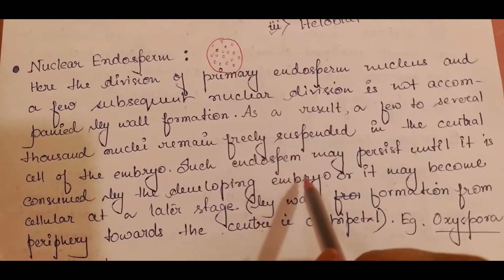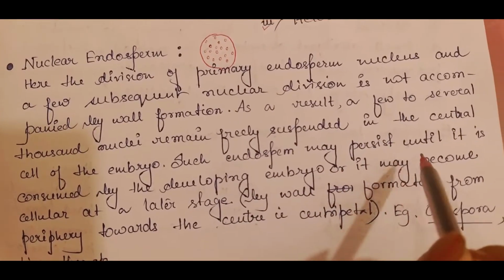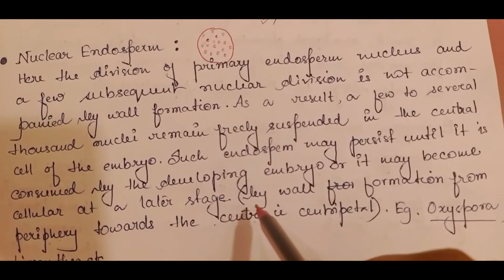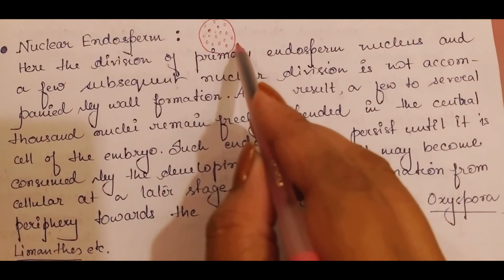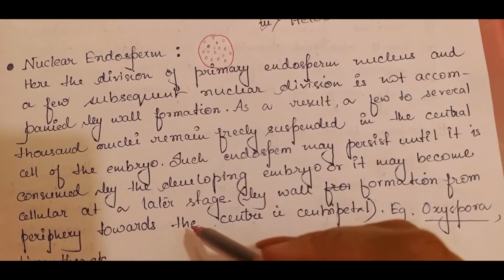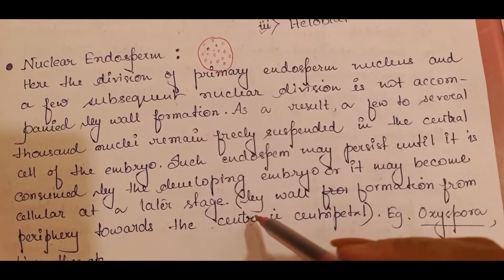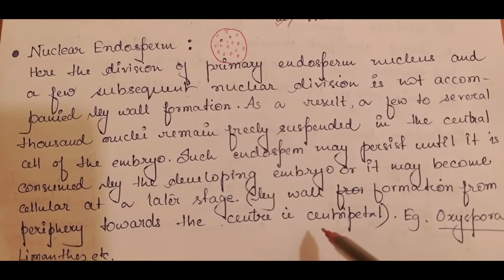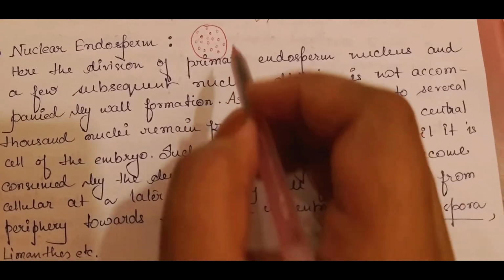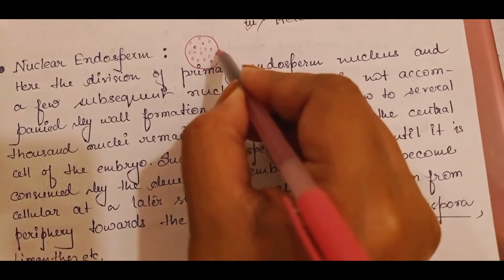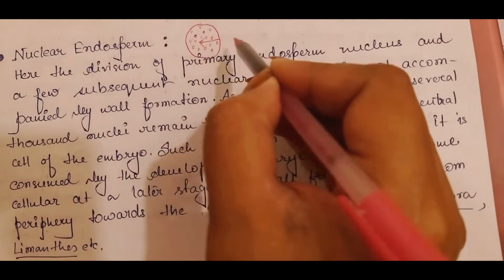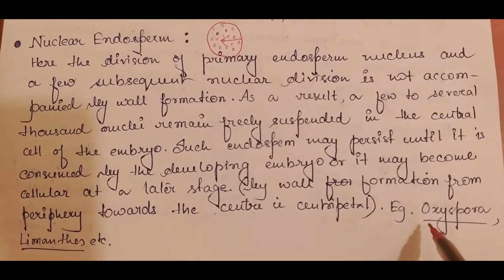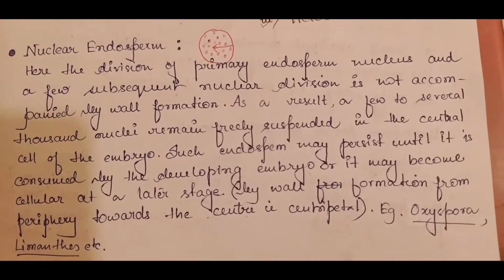This type of endosperm persists until it is consumed by the developing embryo, or it may become cellular at a later stage. Initially it is like this. Later it may sometimes become cellular. How is it becoming cellular? By wall formation from the periphery towards the center, that is centripetal wall formation takes place. That is, wall formation will start from here towards the center, from the periphery towards the center. Okay. Now this is found in Eremurus, Limnanthes, etc.